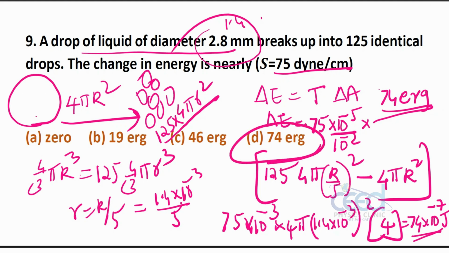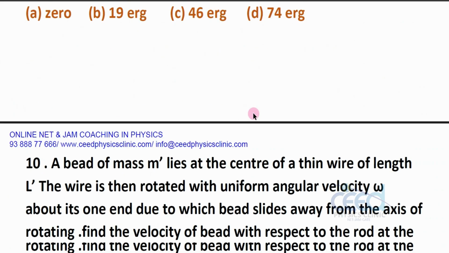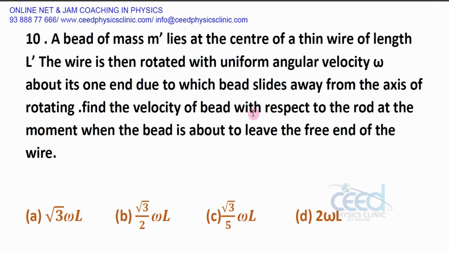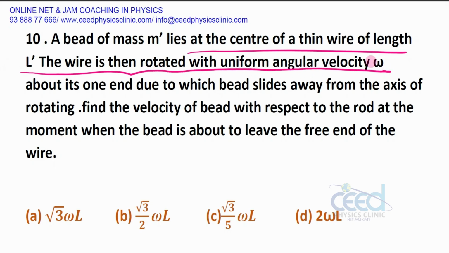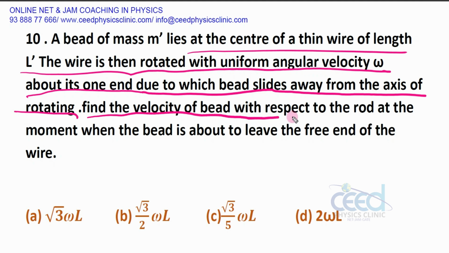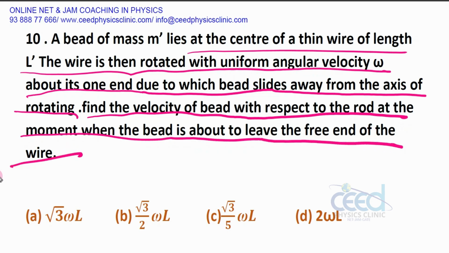All right, now let us go to another question. A bead of mass m lies at the center of a thin wire of length L, which is rotated with a uniform angular velocity omega about one end, due to which the bead slides away from the axis of rotation. Find the velocity of the bead with respect to the rod at the moment when the bead is about to leave the free end of the wire.